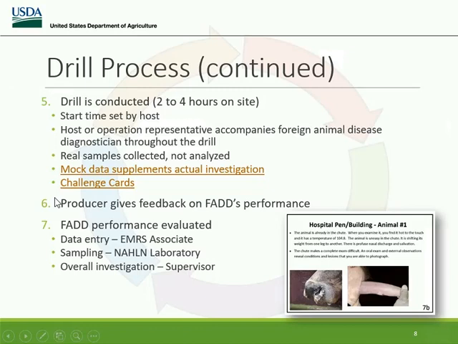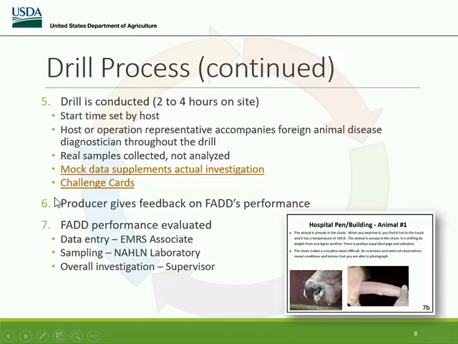To date, the local National Animal Health Laboratory Network laboratories, generally the state diagnostic labs, have been very supportive, and they will do the evaluation for FADDs. For the data entry piece, we use EMRS associates that are distributed throughout the country for that evaluation. And then once the producer gives feedback, once the FADD provides their feedback on the drill, the EMRS associate and the non-laboratories do their evaluation. We notify the supervisor, and the supervisor then looks at the whole package and provides an overall evaluation to the foreign animal disease diagnostician.